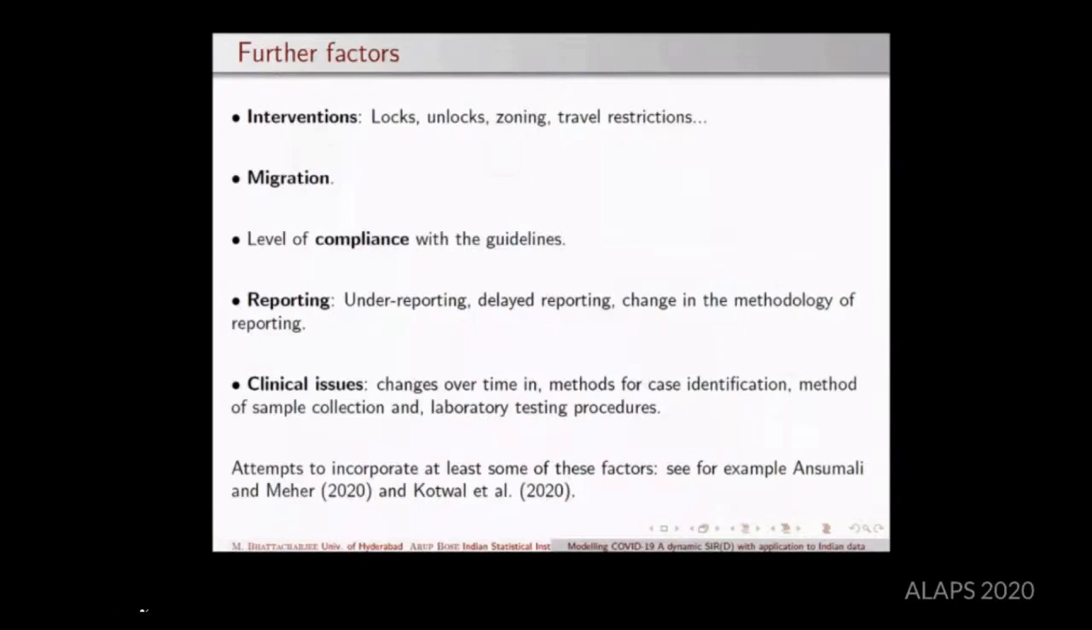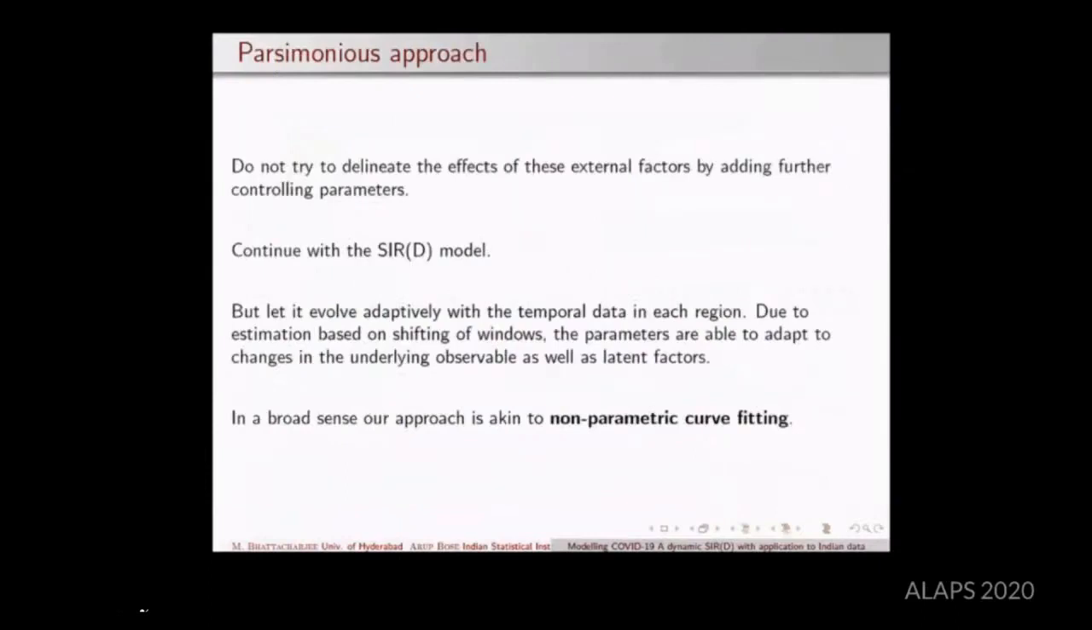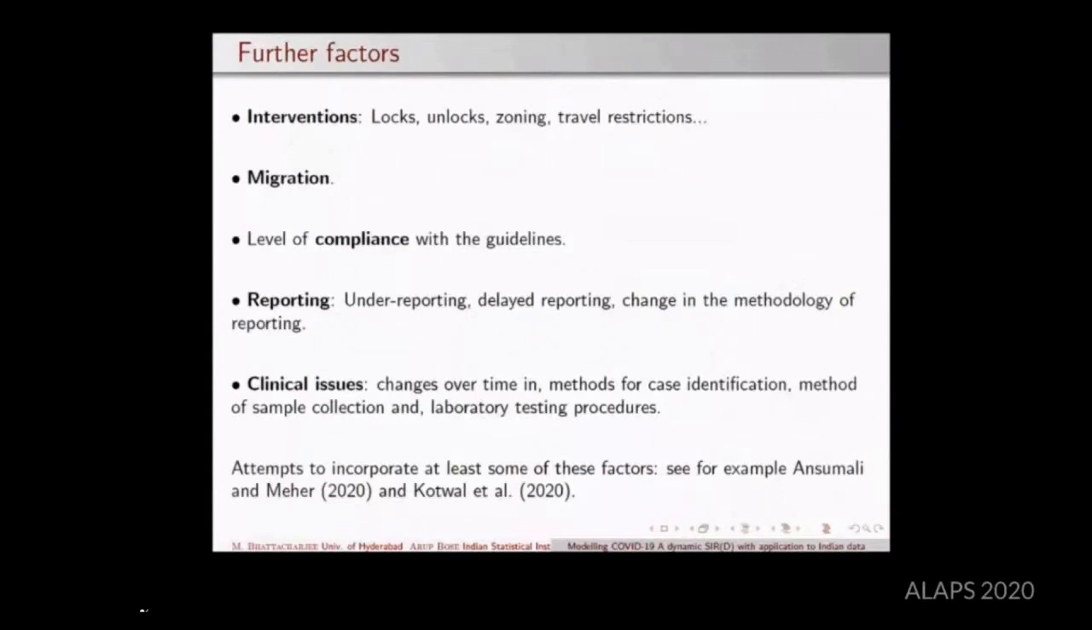There have been attempts to incorporate at least some of these factors, but we have not done that in this particular work. We can see, for example, the paper by Anshumali and Meher and Kotwal. The list of references is given at the end. We, on the other hand, take a parsimonious approach. We do not try to model all of these factors that could influence the progression of the epidemic, so there will be simply too many parameters.